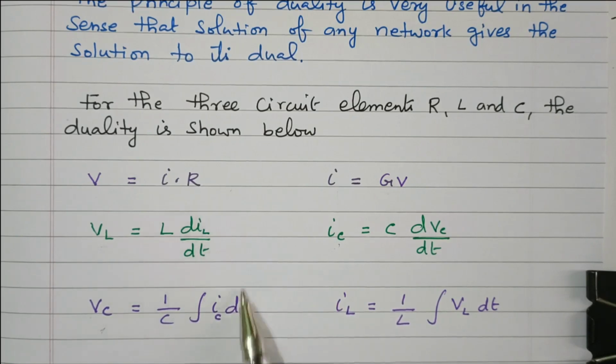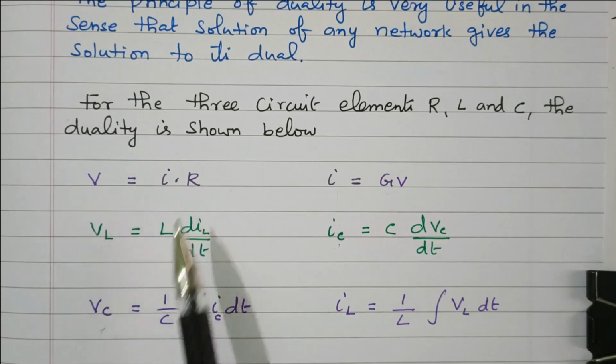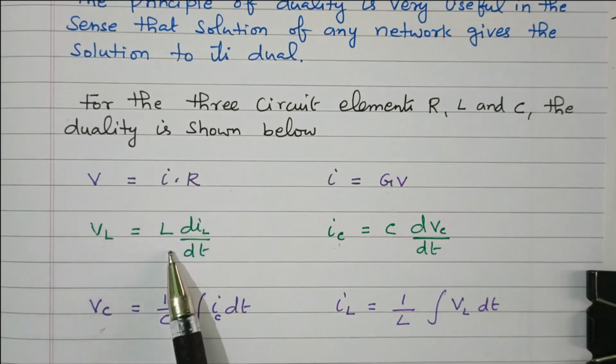So these are all the original circuit relations, which we know very well. Voltage across resistor is I into R. Voltage across inductor is L dIL by dt. Voltage across capacitor is 1 by C integral IC dt.